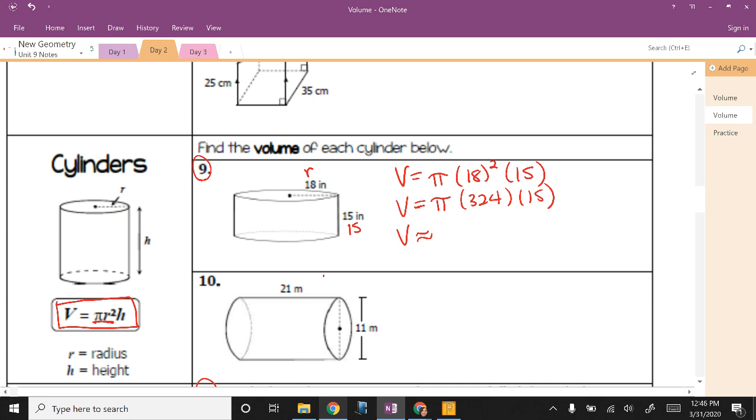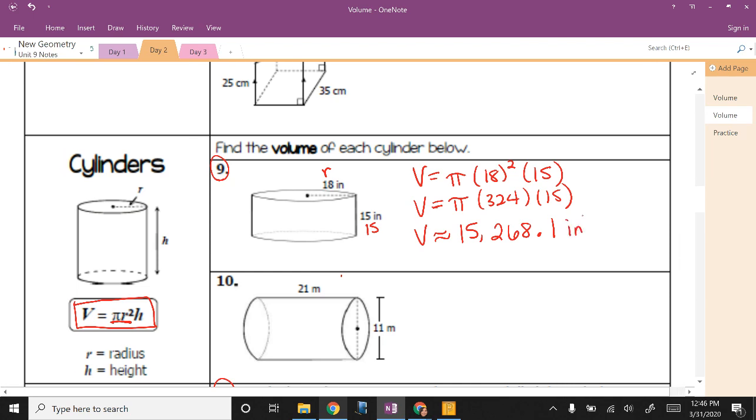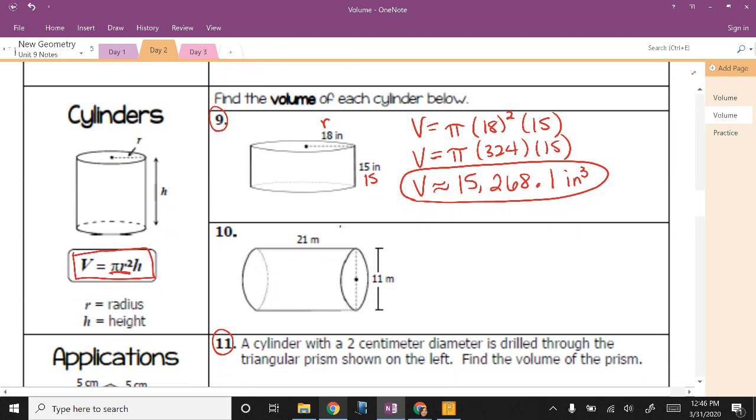So pi times 324 times 15. And I'm getting that is approximately 15,268, and I'm going to round it to 0.1. And my units will be cubic inches. Okay, so if we're going to use pi, and we're going to round decimals, make sure you use the little squiggles. And if you don't have a calculator that has the pi symbol, then go ahead and use 3.14 and round it. That will be absolutely fine, since we're rounding anyway.